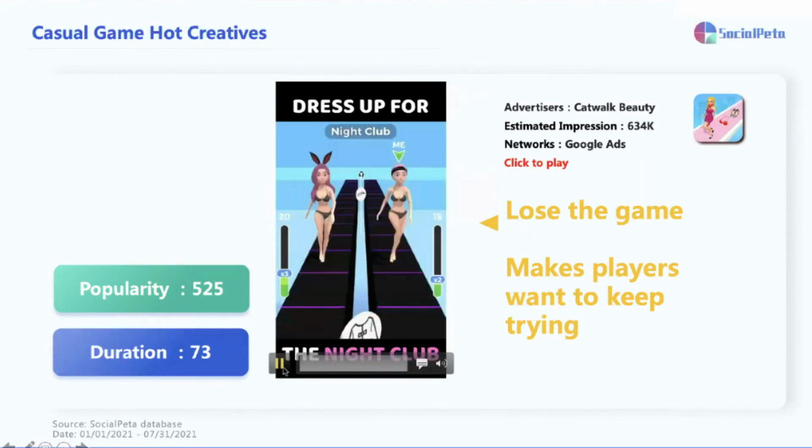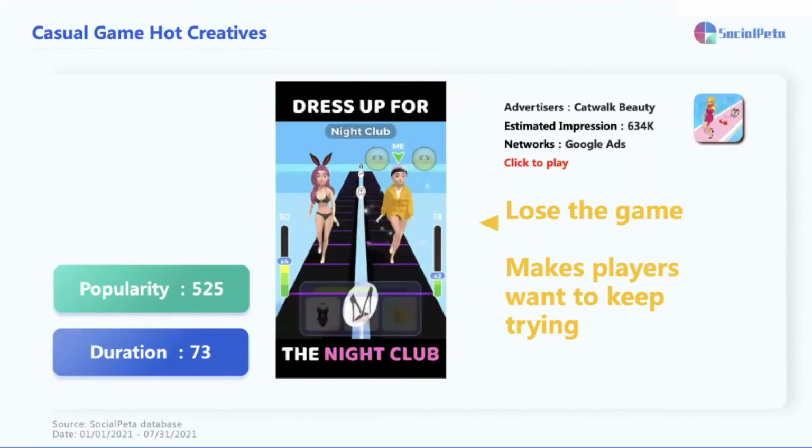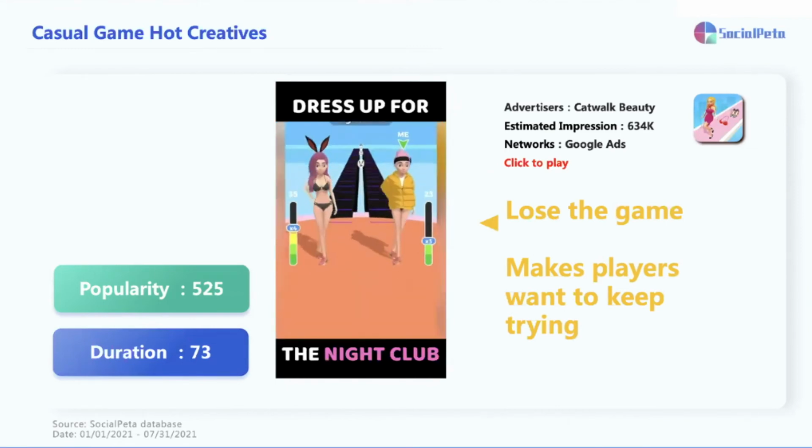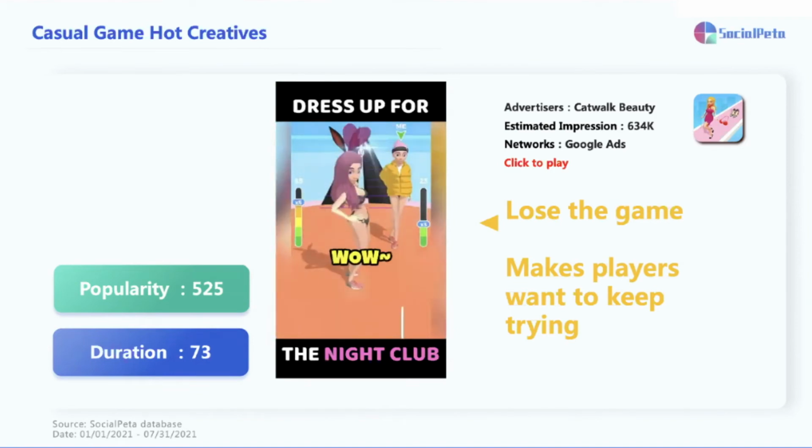This game is the ultimate fashion duel. Compete against your opponent by choosing the best outfit pieces for the theme. Time is limited, so make your choices quickly. Find out who wins at the end.